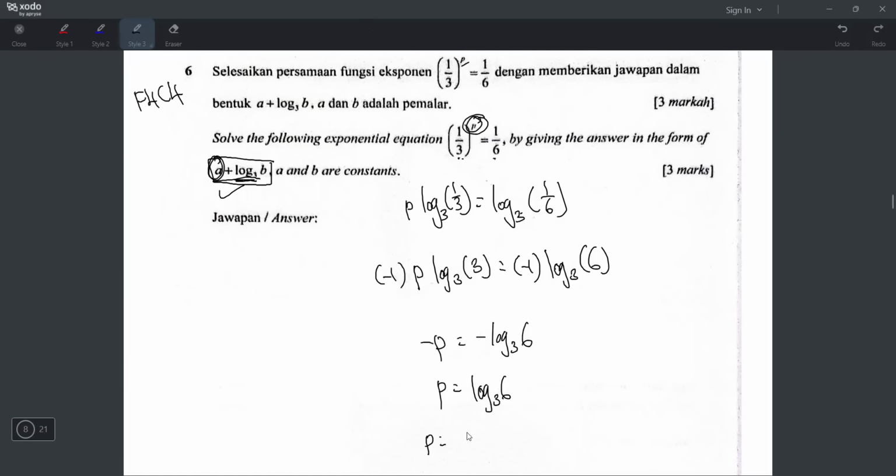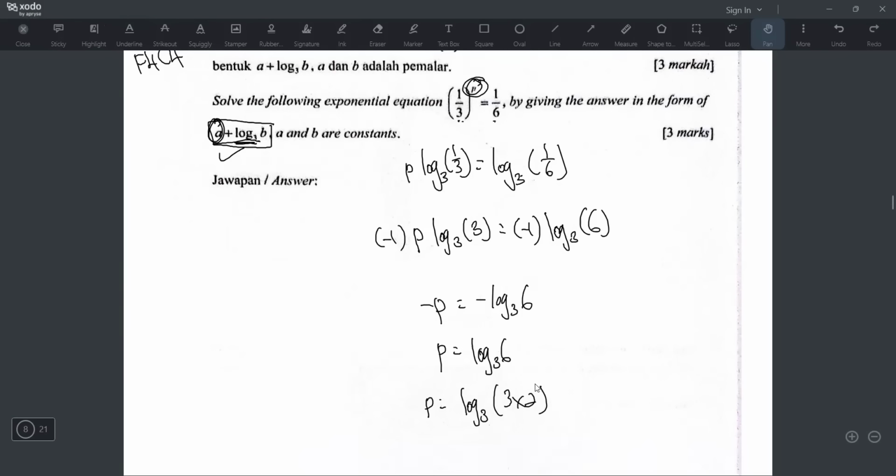But the way to do that is to break the 6 into 3 times 2. And the reason is very simple, because when you change it to 3 times 2, you can see the 3 later can cut to become 1, because log 3 3 is 1. Okay, but of course you cannot cut now because the bracket is like everything together. So you have to separate the log, and you will use the law of logarithm to separate it.